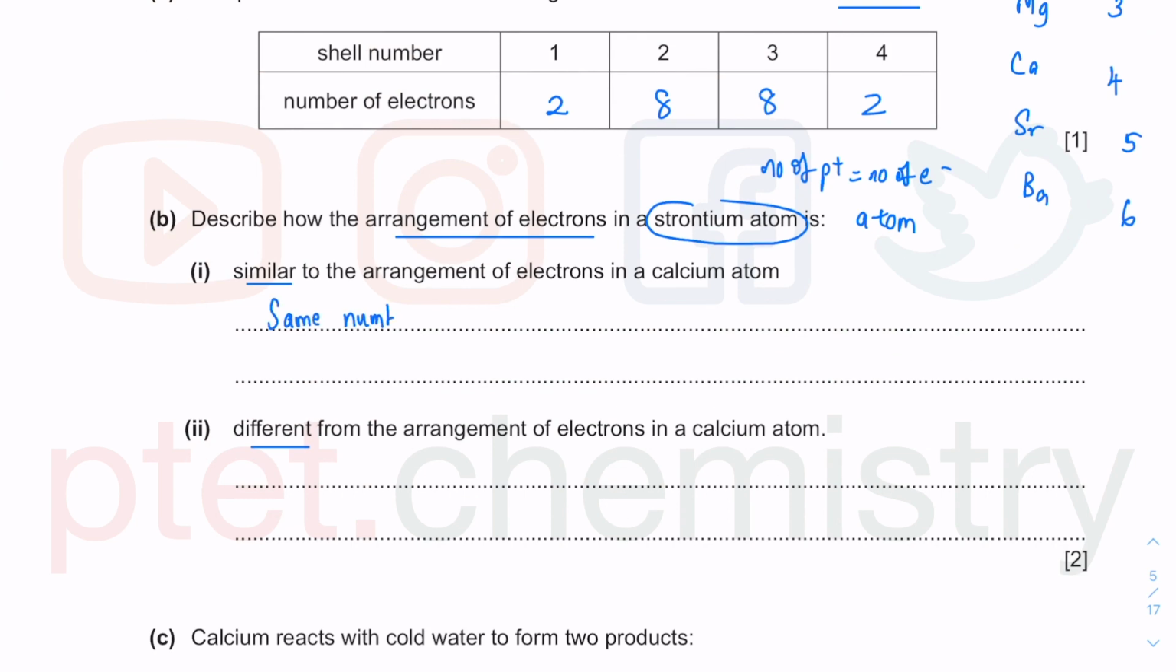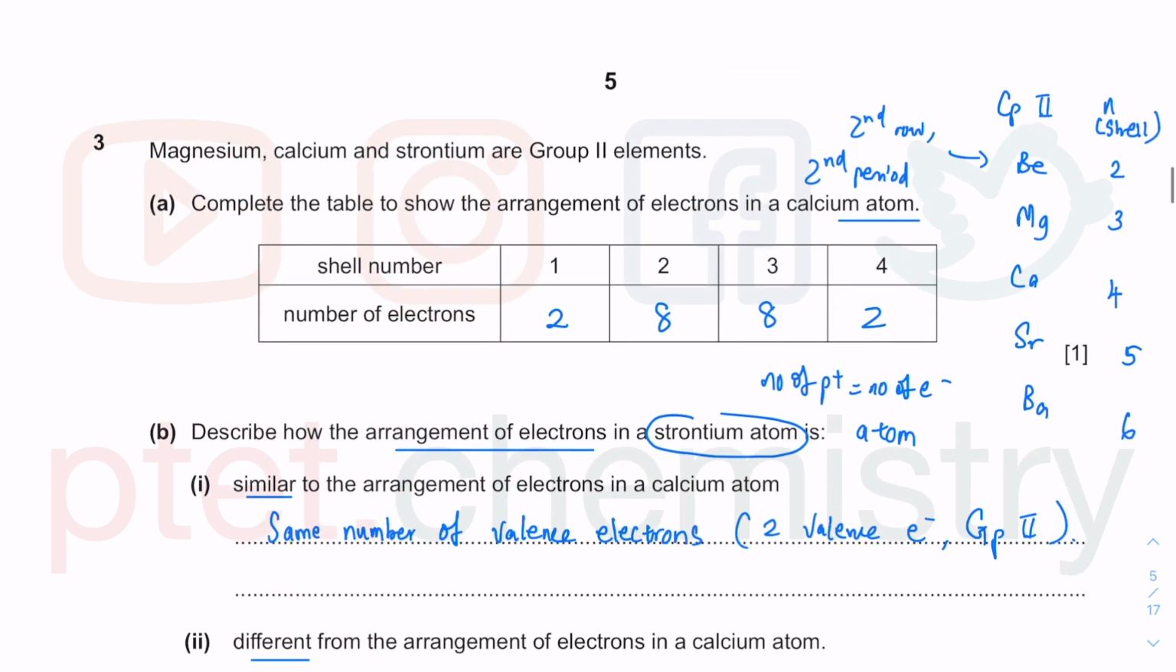They both have the same number of valence, or you can use outermost shell electrons, i.e. 2 valence electrons, because they are all in group 2. 2 valence electrons, group 2. Okay, how is it different then?